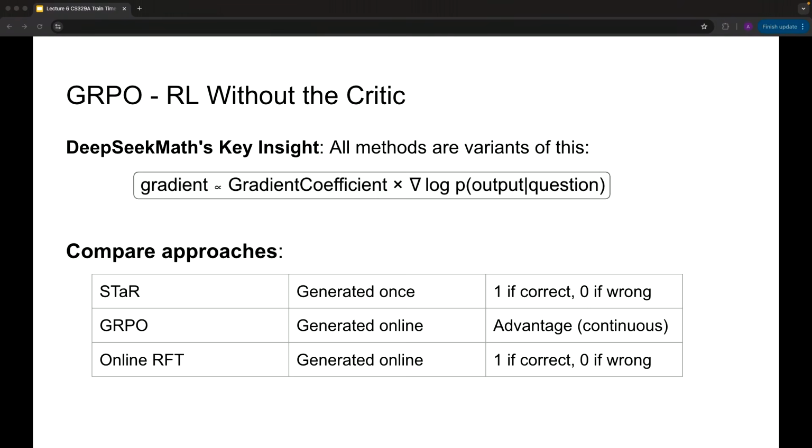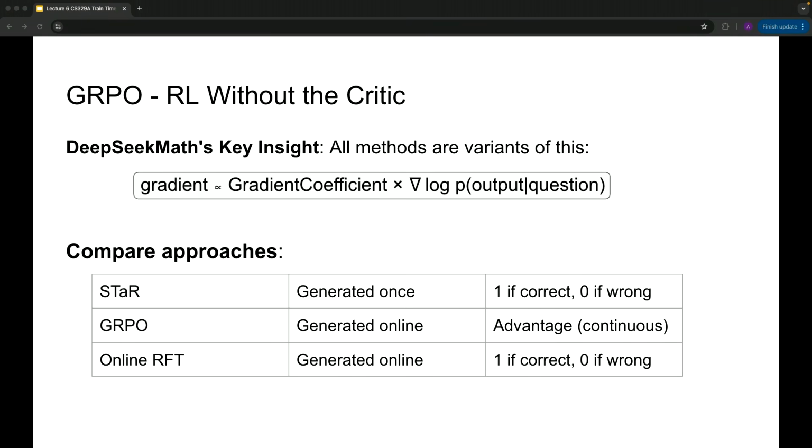So their estimate of the gradient coefficient was coming from this group estimate or group baseline, which worked well for a single step problem where you're just trying to get the answer. So if you compare approaches like STaR, where you basically are just generating things once, and if you get the correct one, you get a reward of 1 if it's correct and 0 if it's wrong. Or if you do online rejection fine-tuning, you are still generating things online, but you only get a reward of 1 if it's correct and 0 if it's wrong. So you basically reject anything that is incorrect.